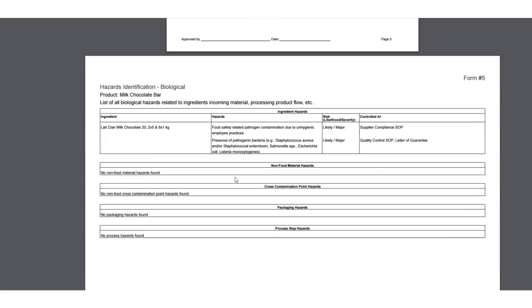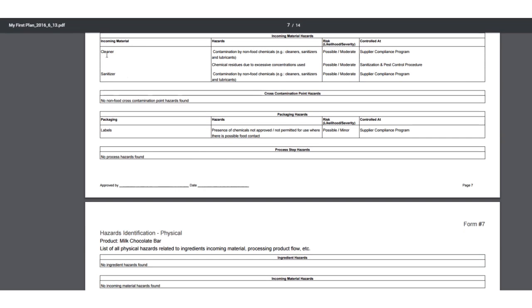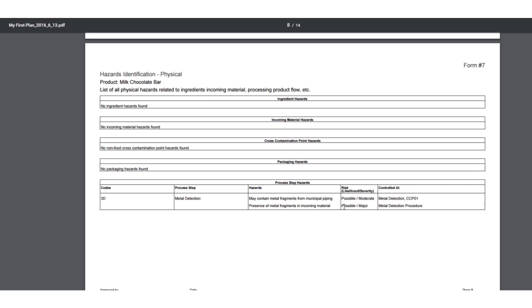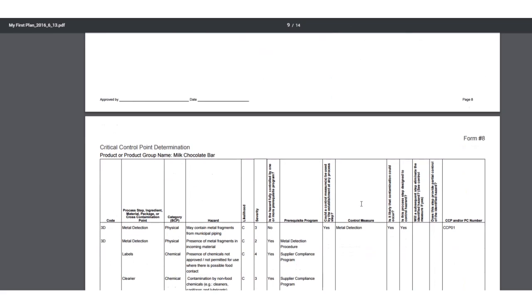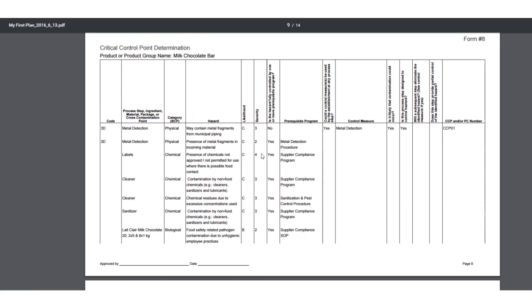Biological, chemical, physical hazards are broken out into separate forms. You can see some of the ones that we entered here, like for the cleaners, for chemical, for example. Physical hazards that were controlled by metal detection. The CCP determination form, Form 8, is essentially the answers to all our questions that we did during the hazard analysis.